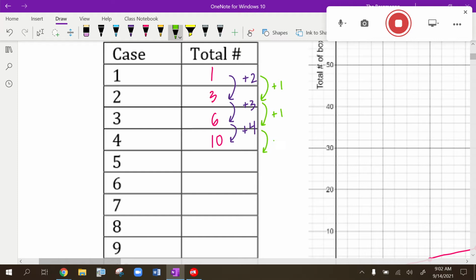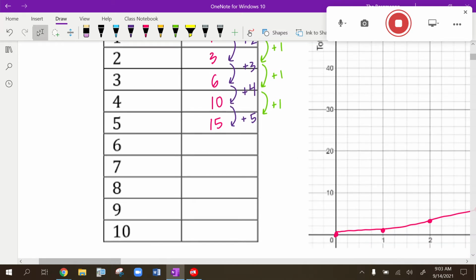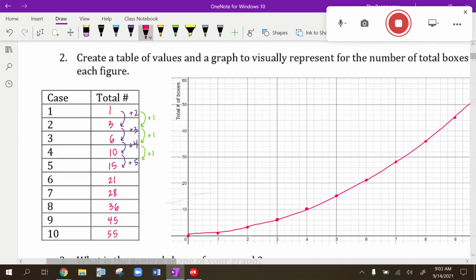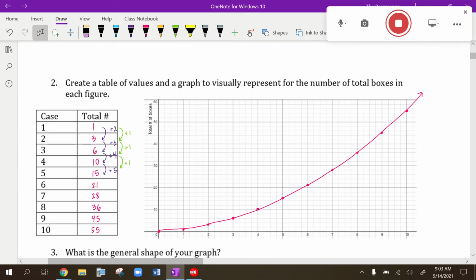So this time, if we want to add 1 extra to get to case 5, we would be adding 5. So 10 plus 5 would make 15. See if you can fill in the rest of the pattern. Once you're finished, try to graph your points on the graph shown to the right. Here's what it should look like visually.